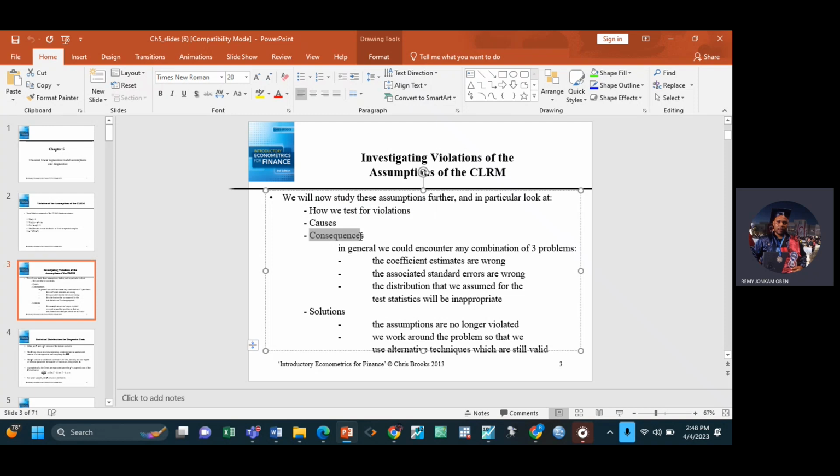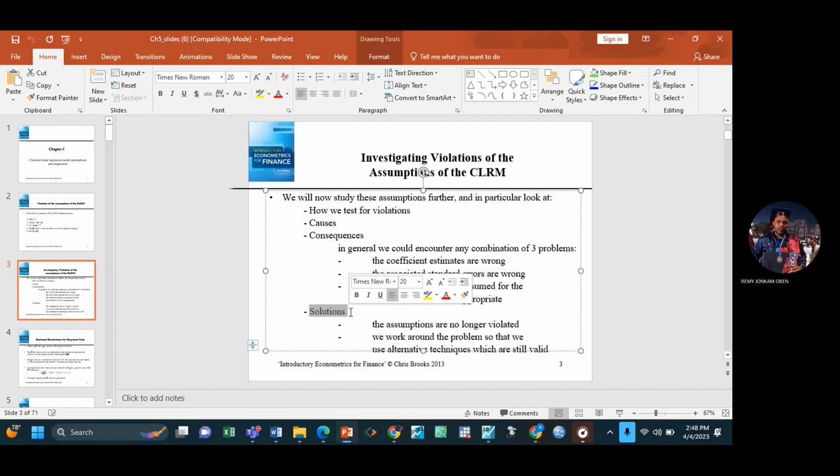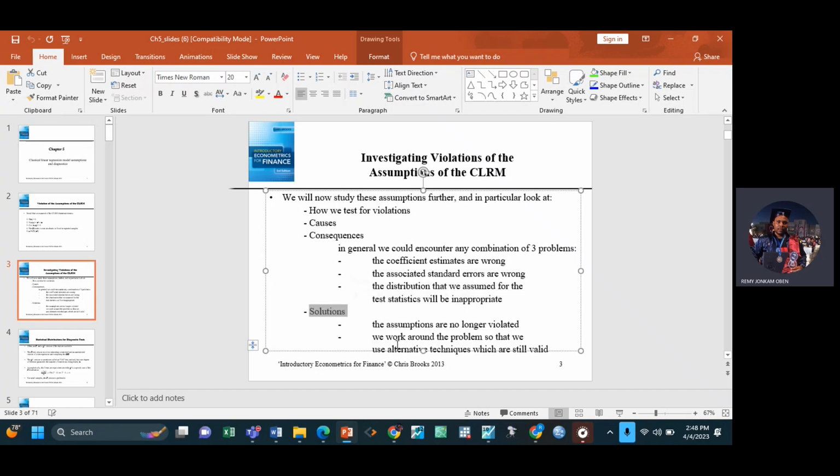What are the consequences of using ordinary least squares in the presence of autocorrelation, as an example, and you should know the solutions. How can we solve the autocorrelation problem? So for each of them, you should know how to test or detect it, what causes it, what are the practical consequences of having this problem and doing ordinary least squares, and how can we solve the problem?